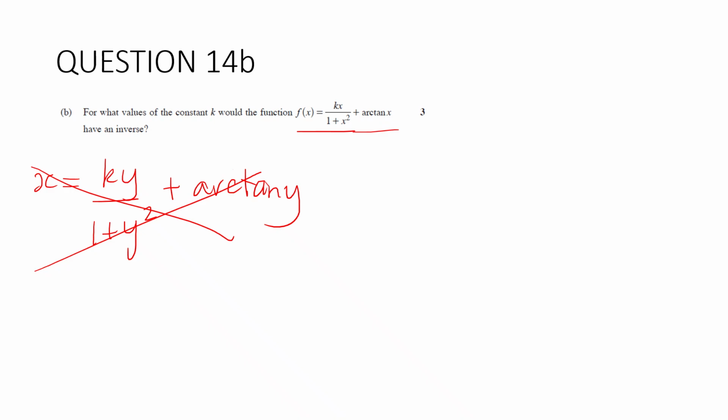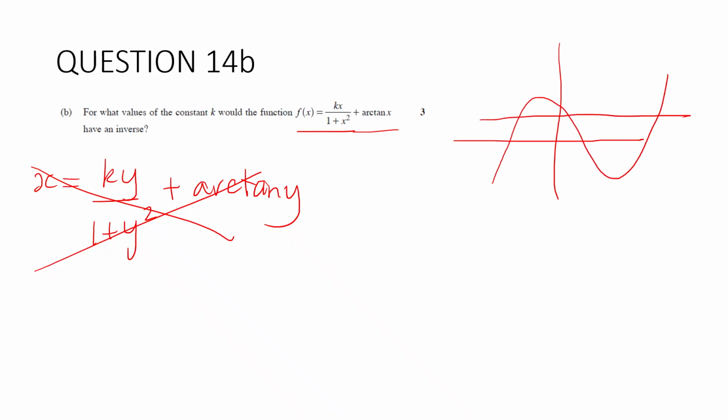Now you may have been taught that a function will have an inverse if it passes the horizontal line test. So for example, this will not have an inverse. In fact, for a function to have an inverse, it has to be monotonically increasing or monotonically decreasing. In other words, always increasing or always decreasing, no turning points. So basically, we have to show what values of k will mean that this function is always increasing or decreasing. And that, of course, is the first derivative.